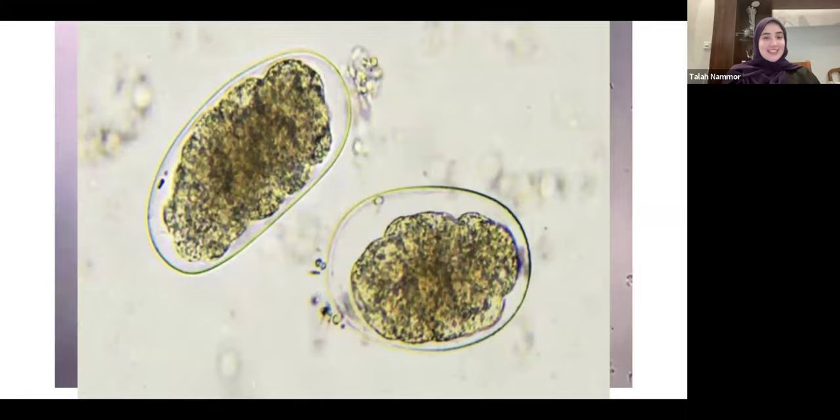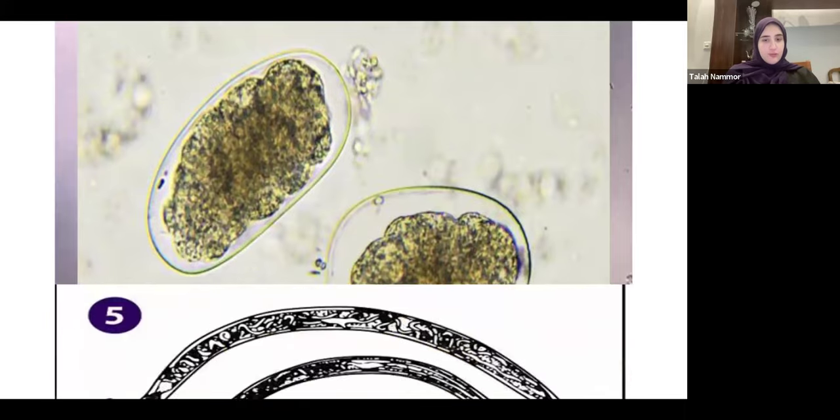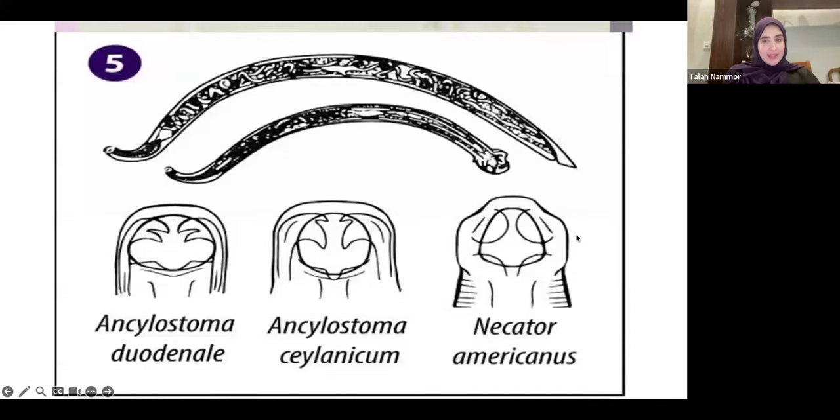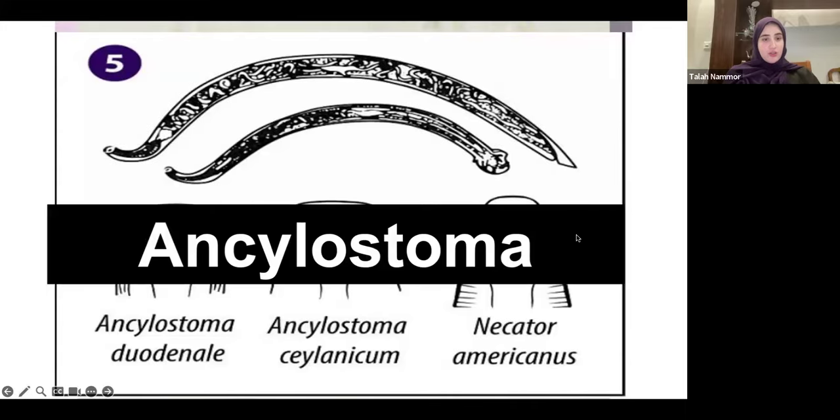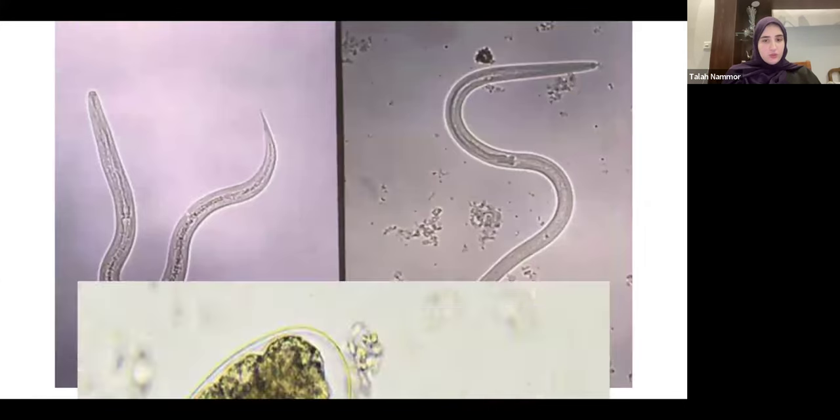So what do you guys think this is? We talked about Enterobius vermicularis, and we talked about something else. You're right. It's intestinal. Instead of writing intestinal hookworms, I put Ancylostoma. Ancylostoma. But why did I choose this photo?